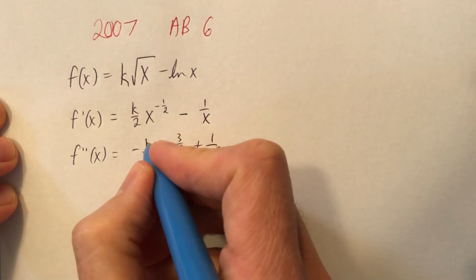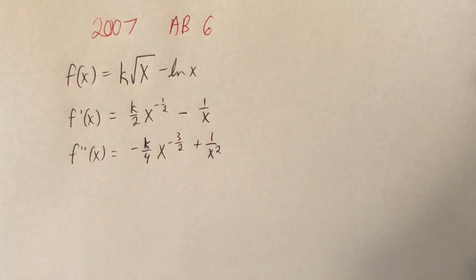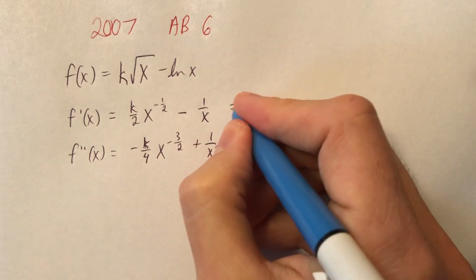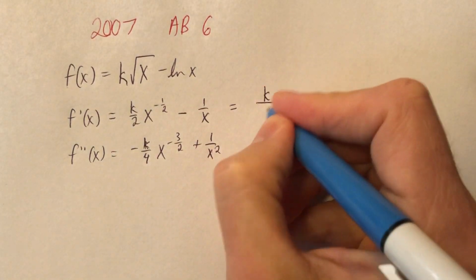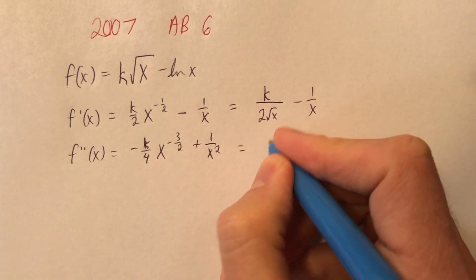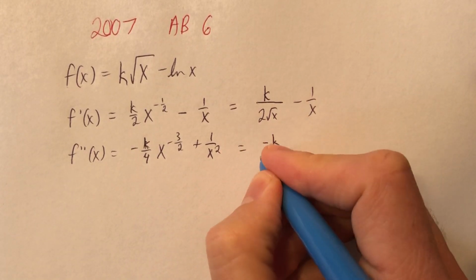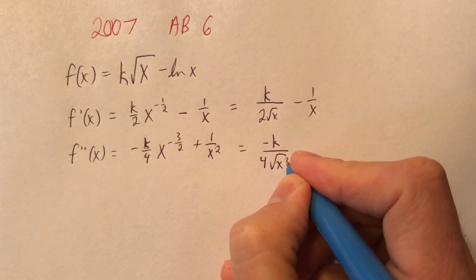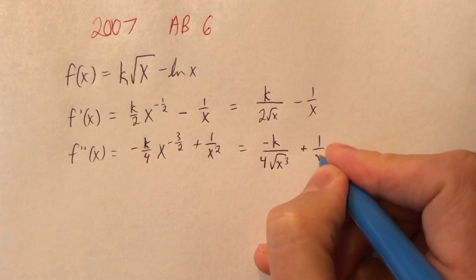And you can leave it like this. It's perfectly okay. It's perfectly right. There are no problems with that whatsoever. And they're both correct. Nevertheless, for the sake of where this is going, I'm going to do a little rewrite on them. So k over 2 square root of x minus 1 over x. And negative k over 4 square root of x cubed plus 1 over x squared.